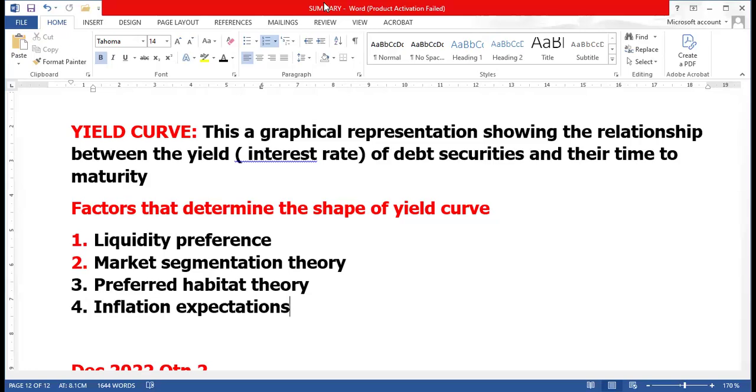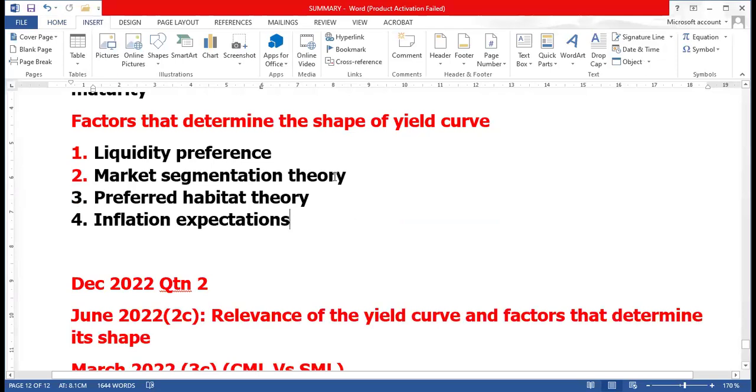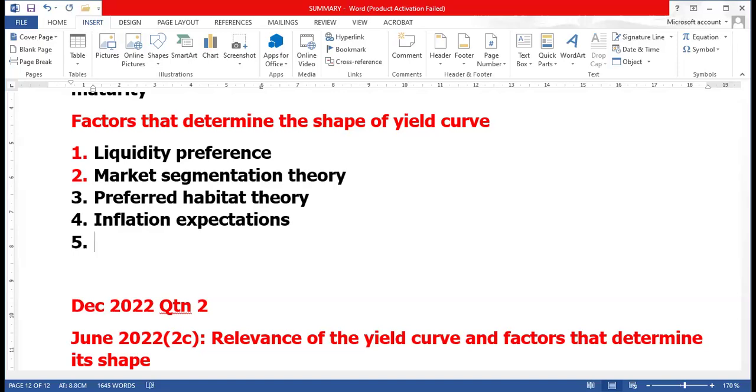But in a scenario where we expect a decline in inflation, then you may have an inverted or flattened curve. We have those kinds of curves we're going to read through. But on inflation, I hope you have captured that if we expect a higher inflation, then the investors are also going to command or ask for higher returns. What else can we add?